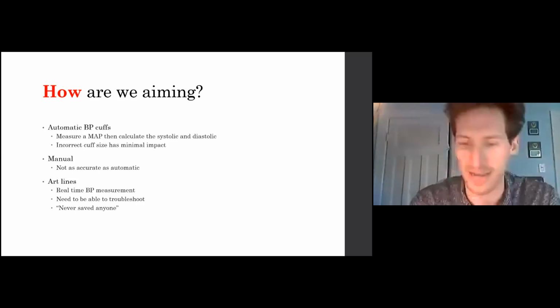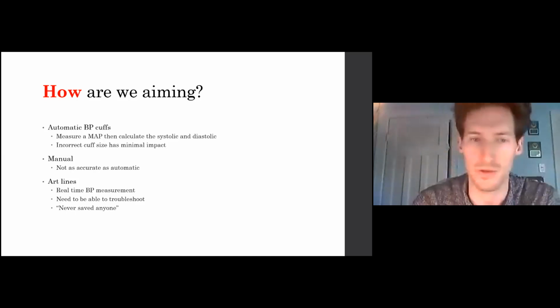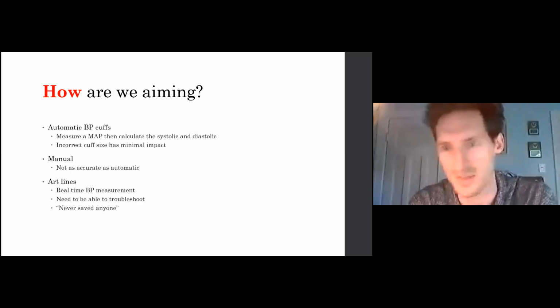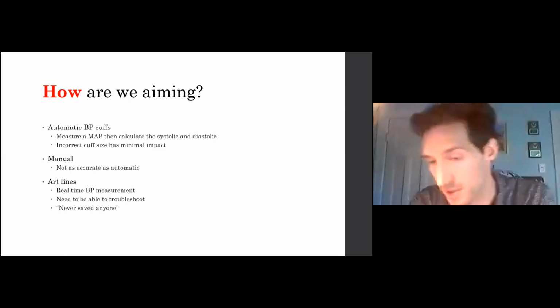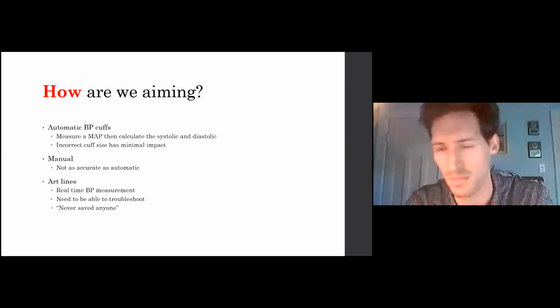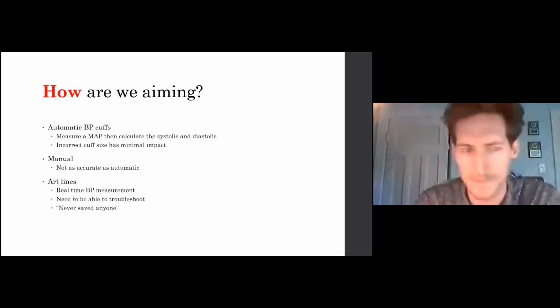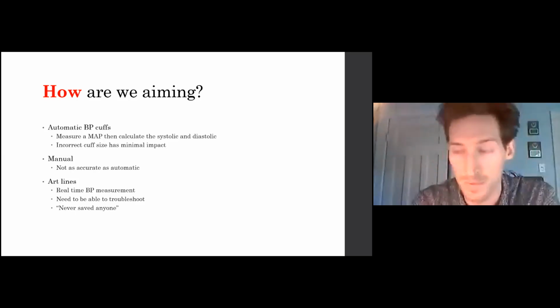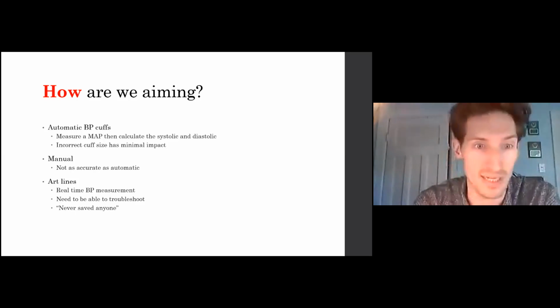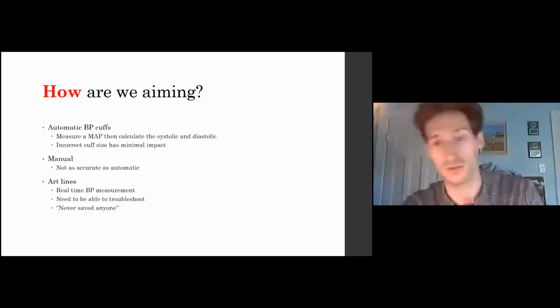So it has its uses, but you need to be able to troubleshoot it. Is your art line damped? Is your art line resonating, or is it giving you a right measurement? Although MAP is usually going to be accurate. And a lot of people saying that it never really saved anyone, and there's no prospective studies that show that art lines are beneficial. And I agree with that.